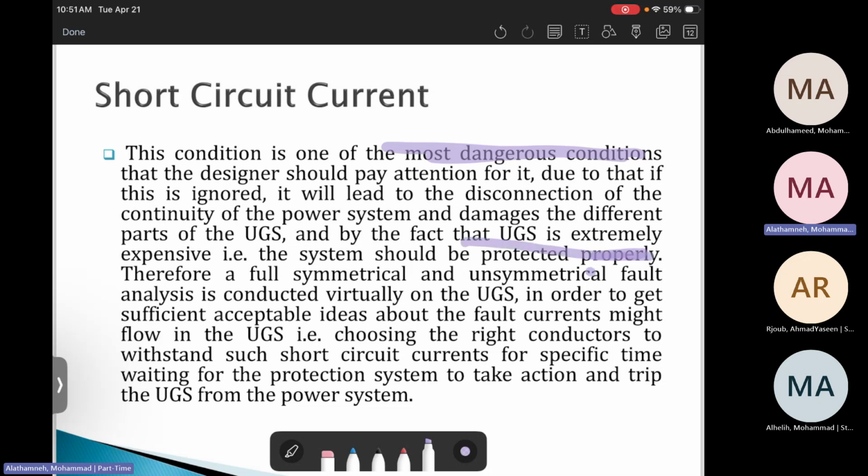So the full symmetrical and unsymmetrical fault analysis must be conducted in underground systems to make sure the fault current has sufficient acceptable values, and the system can handle it without a bad impact or damaging equipment. That's our target.